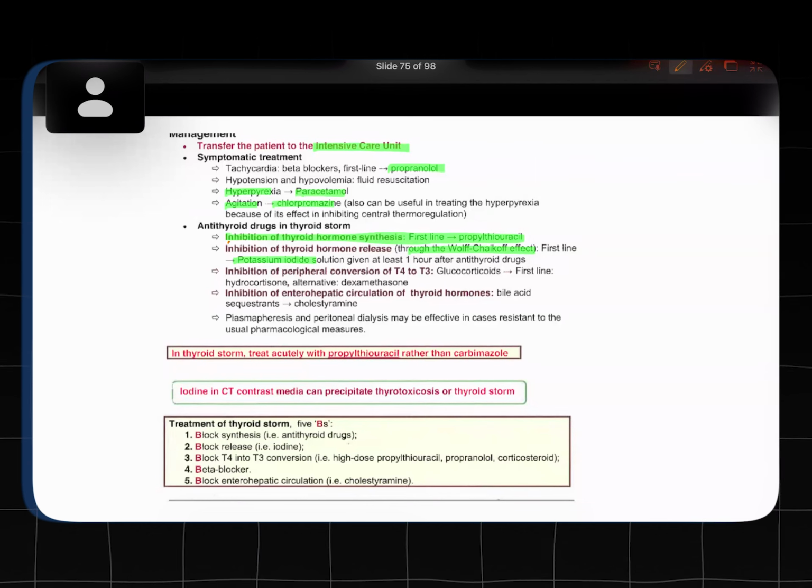So what is the mechanism of propylthiouracil and methimazole? It inhibits the thyroid hormone synthesis. What is the mechanism of the potassium iodide? It inhibits the thyroid hormone release. And the mechanism is Wolff-Chaikoff effect. It needs to be given at least 1 hour after the antithyroid drugs. Third is inhibition of the peripheral conversion of T4 to T3, which is mostly by the steroid.